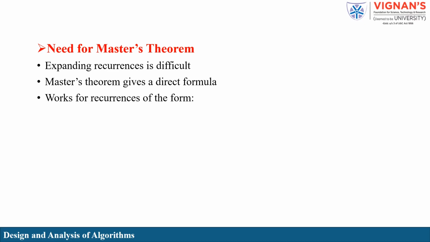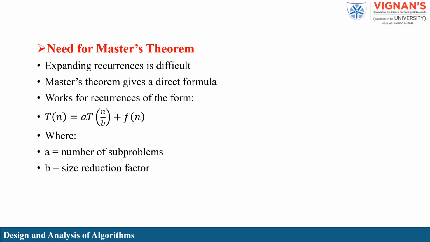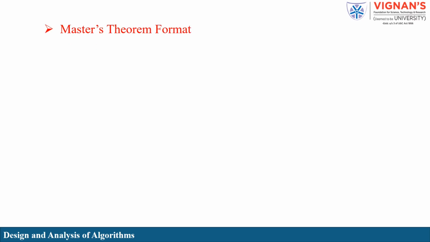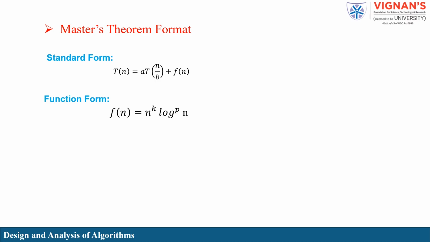Works for recurrences of the form T(n) = aT(n/b) + f(n), where a is equal to number of subproblems, b is equal to size reduction factor, f(n) is equal to extra work done outside recursion. Master's theorem format. Standard form: T(n) = aT(n/b) + f(n). Function form: f(n) = n^k log^p n. Master's theorem compares f(n) with n^(log base b of a).